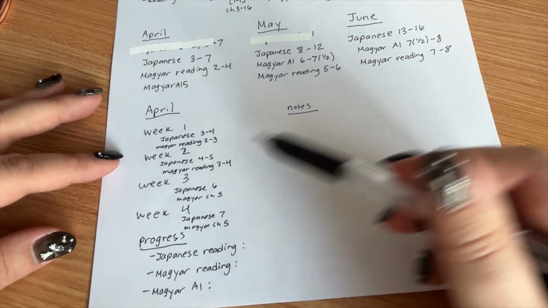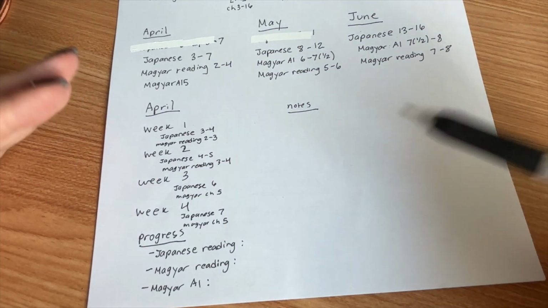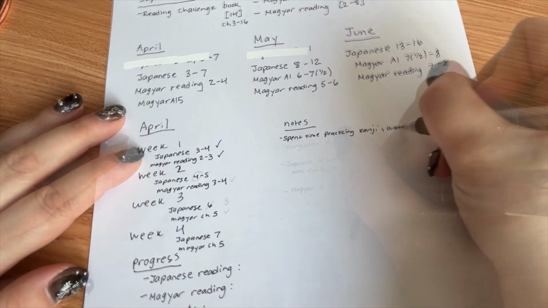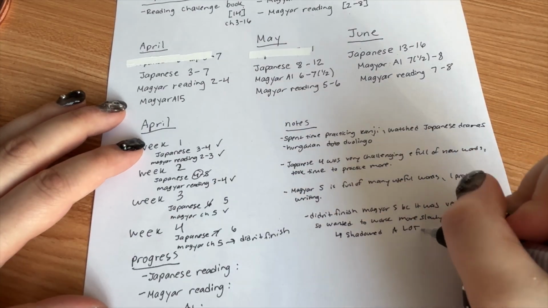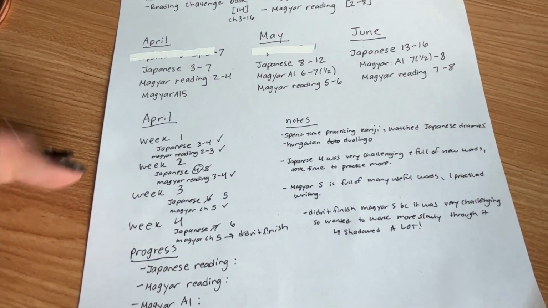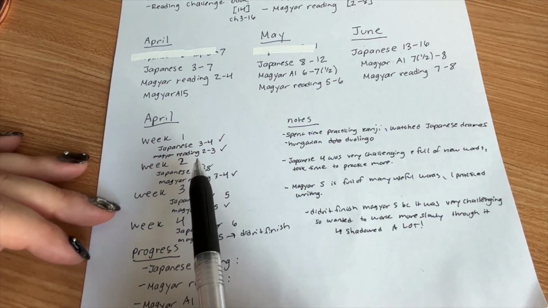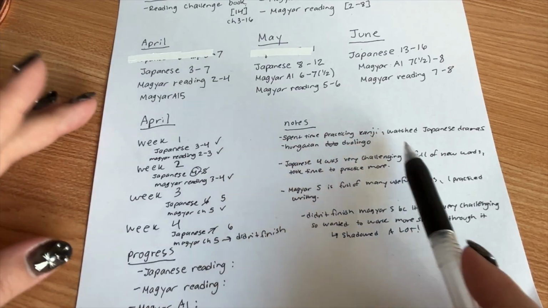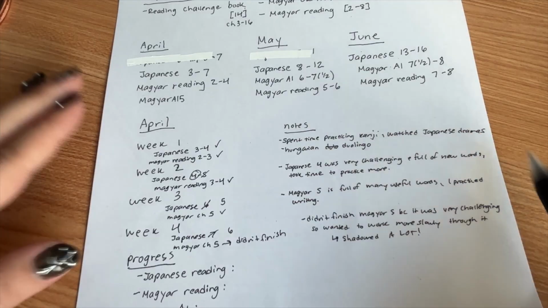Okay, so I'm just going to go through what I would write here as if I'm going through the whole month so that you guys can see an example of what it would look like. So let's say I go about week 1, I'm feeling great. So I do the Japanese, I do the Hungarian I said I was going to do. So my note says spent time practicing kanji, I watched Japanese dramas, I did Hungarian Duolingo. So it's extra things.